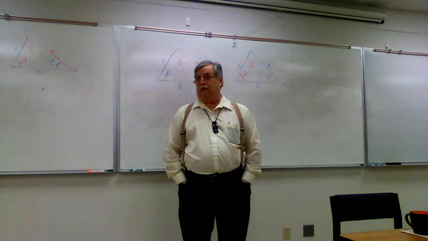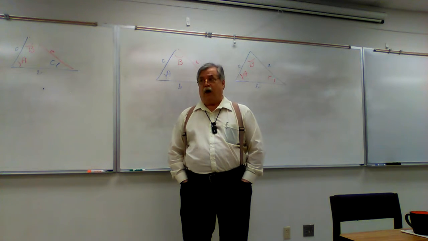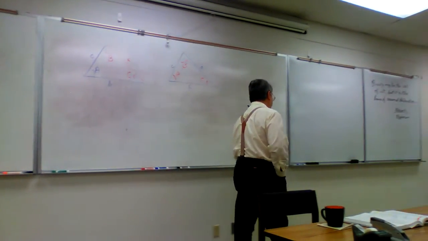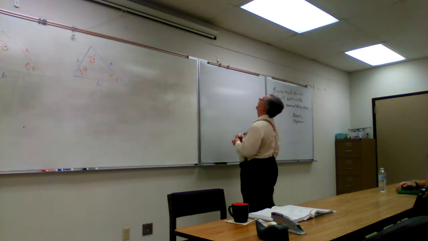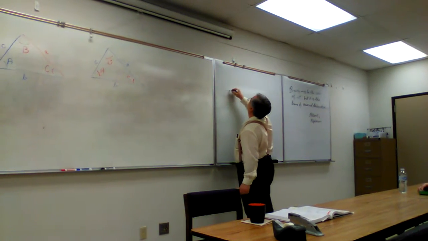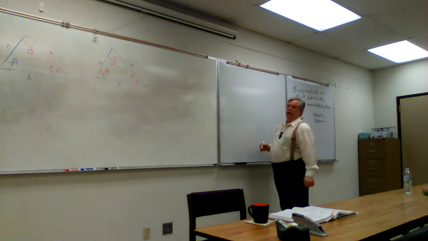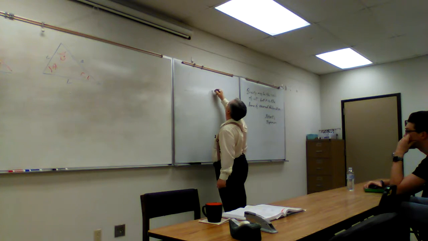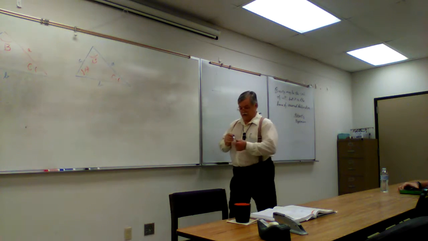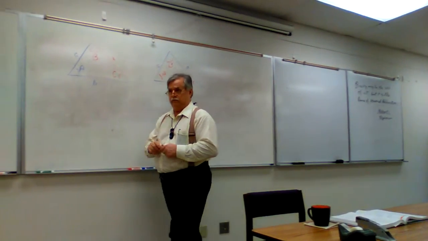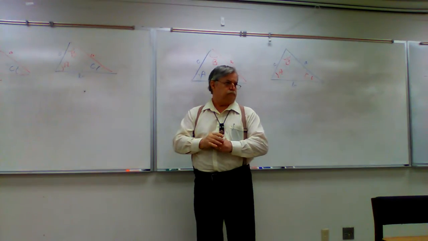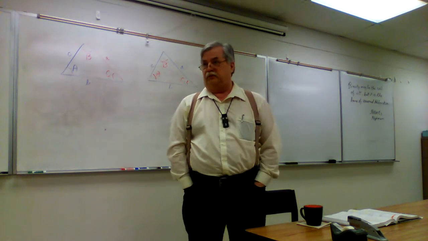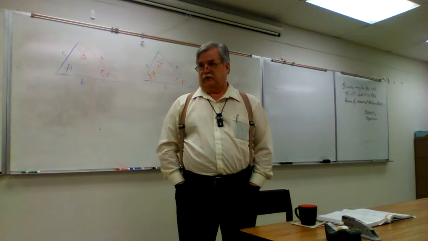An oblique triangle is basically any triangle that's not a right triangle. It means that it's either going to have three acute angles, like so, or it's going to have two acute angles and one obtuse angle. But it's not going to have a right angle anywhere in it. And that's what we're going to start looking at today, our oblique triangles.